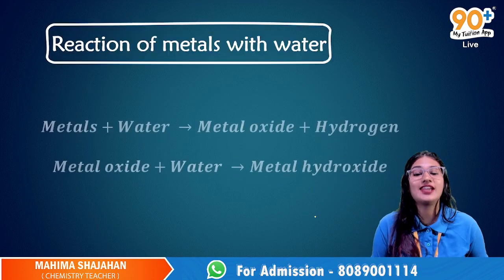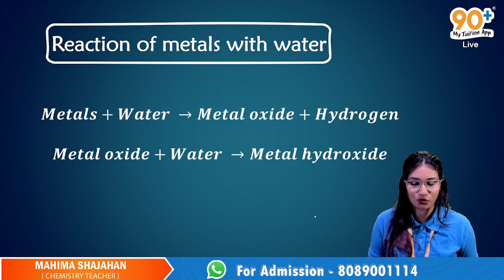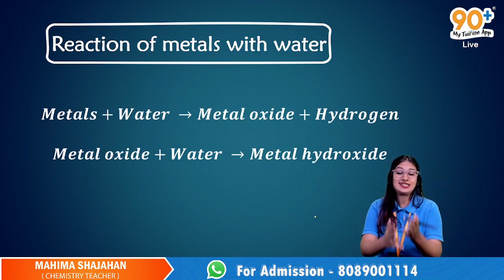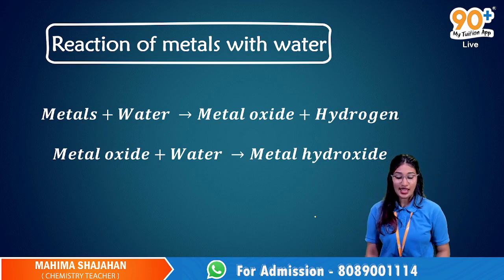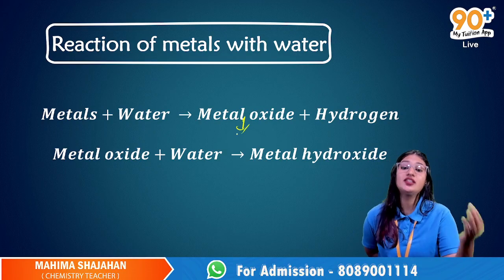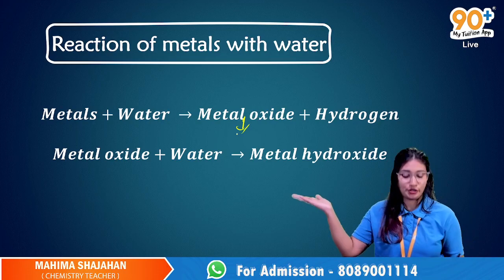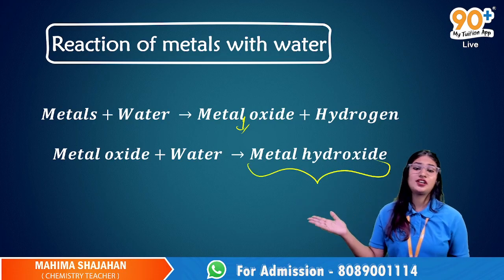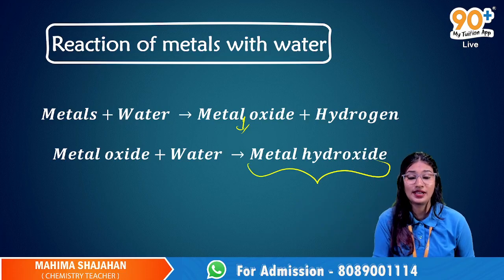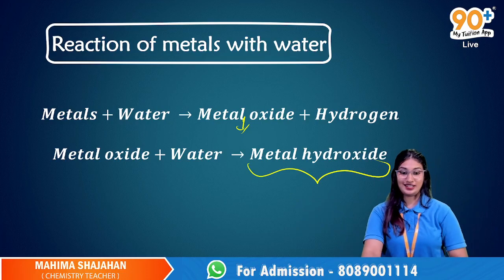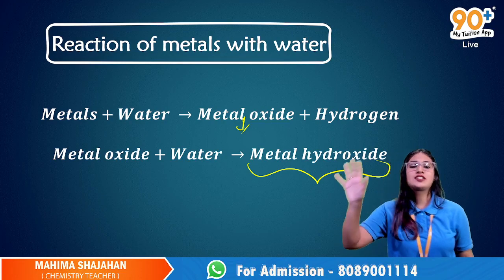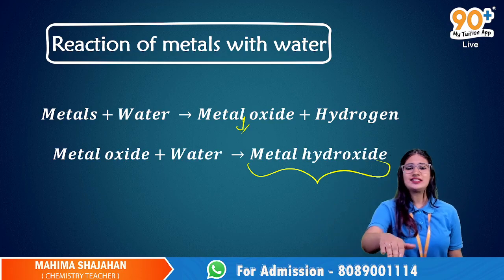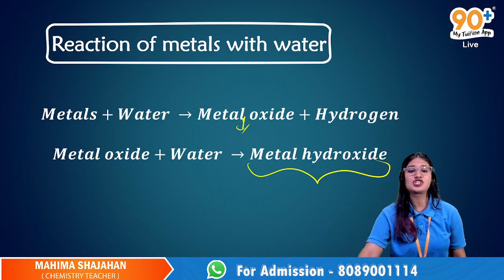Now let's see the reaction of metals with water. When metals react with water, first they form metal oxide and hydrogen gas. The metal oxide then further combines with water to form metal hydroxide. When metals react with water, the gas liberated is hydrogen gas. Just like the oxygen reactions, not all metals react in the same way; they have different reaction rates.